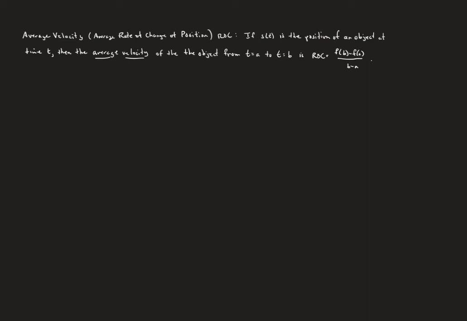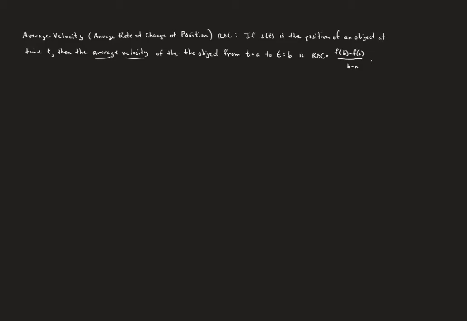So the average velocity, which is the average rate of change of the position of that object, is a topic we talked about a great deal in AP Prep, the average rate of change. The new twist at this point is that we're talking about a specific function, not just a function in general.